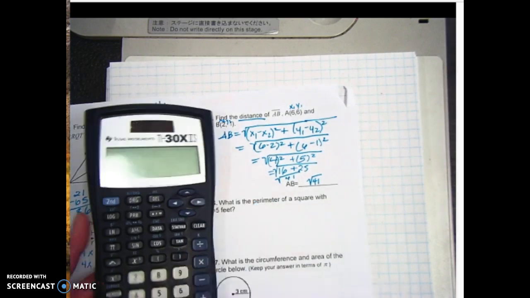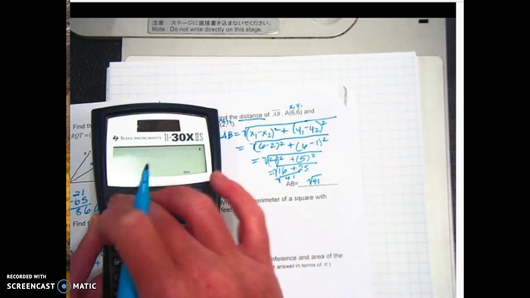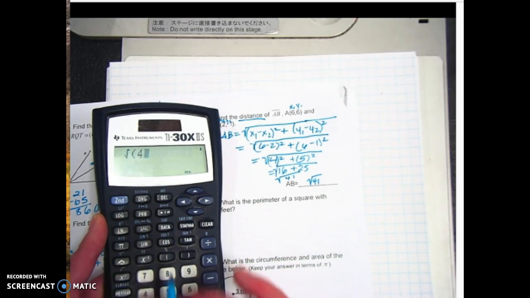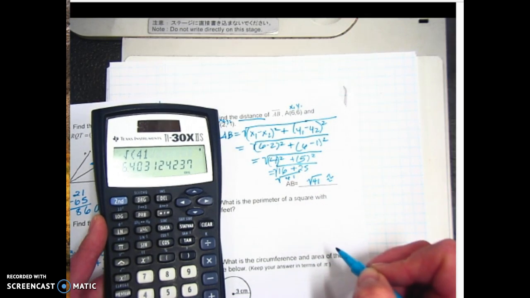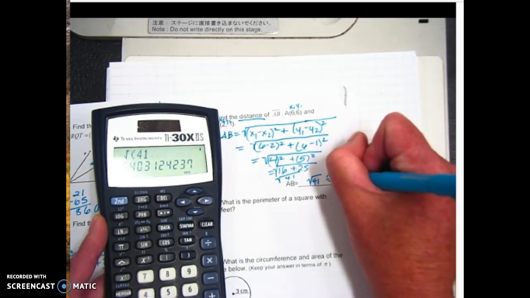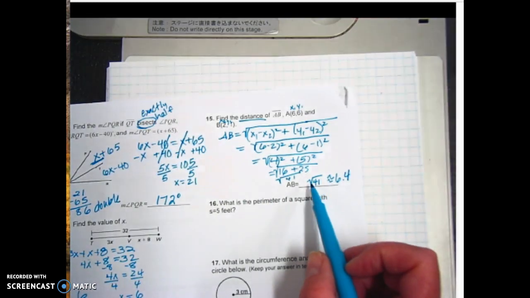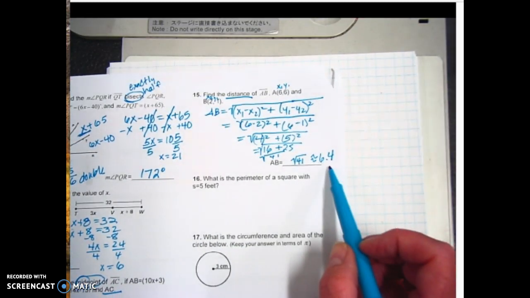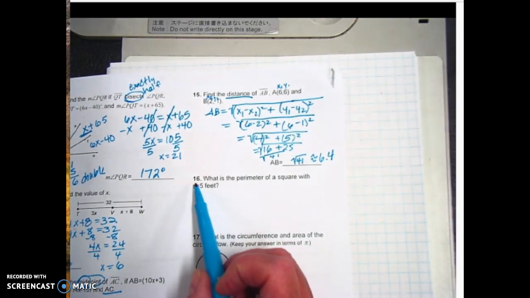If they ask you to change it to a decimal, you just type the square root of 41, hit the equal sign. It's roughly, approximately 6.4. So this is as a simplified radical, and this is as a decimal to the nearest tenth. It just depends how they ask you for your answer.